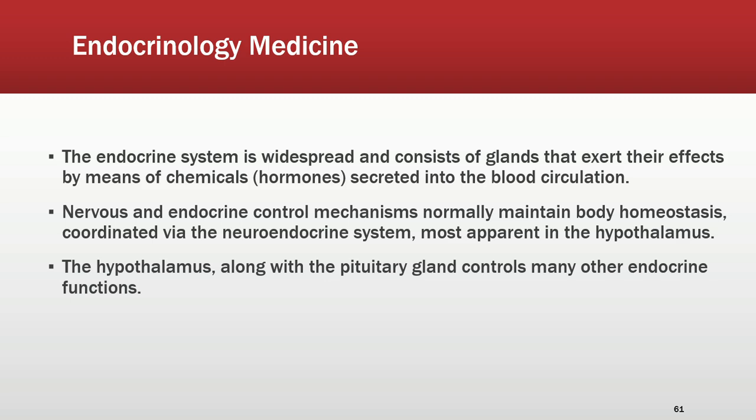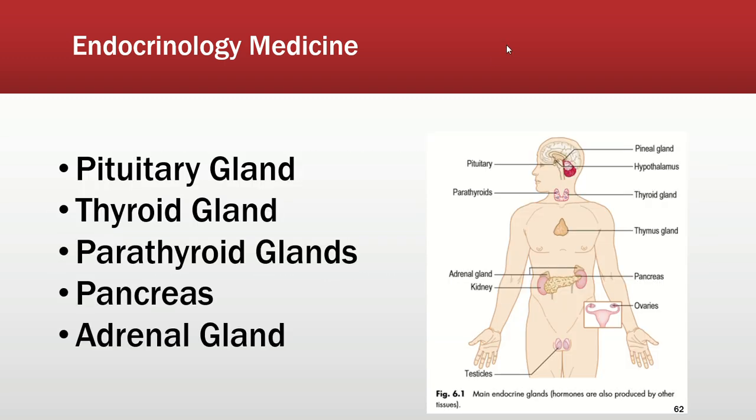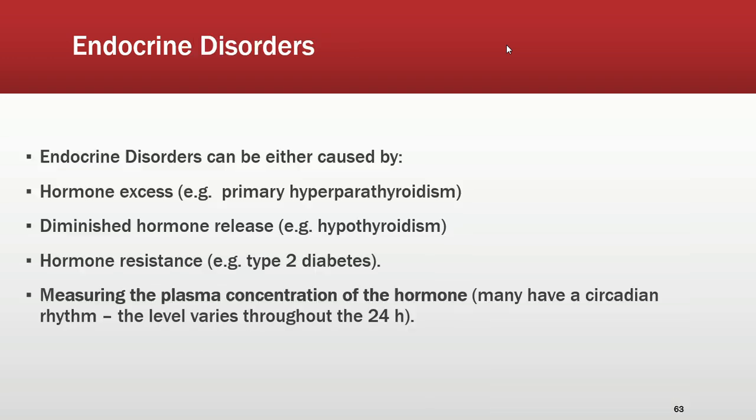Now we will talk about the endocrine system. Since we talked about this in the very beginning, we're going to skip. The endocrine glands include the pituitary gland, the thyroid, the parathyroid, the pancreas, and the adrenal gland. Endocrine disorders can be hormone excess, like hyperthyroidism and hyperparathyroidism, or diminished hormone release, like hypothyroidism. Hormone resistance, type 2 DM, is considered resistant to the hormones.